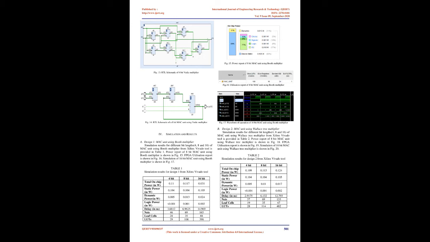Some of them are array, Booth, modified Booth, Wallace tree, sequential, Vedic, and data multipliers. In this paper, Booth, Wallace tree, array, and Vedic multipliers are used in the design of the MAC unit.